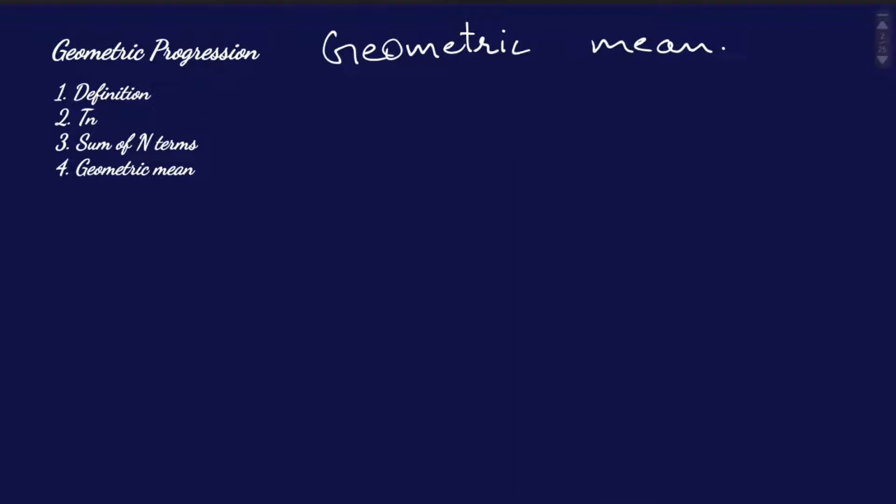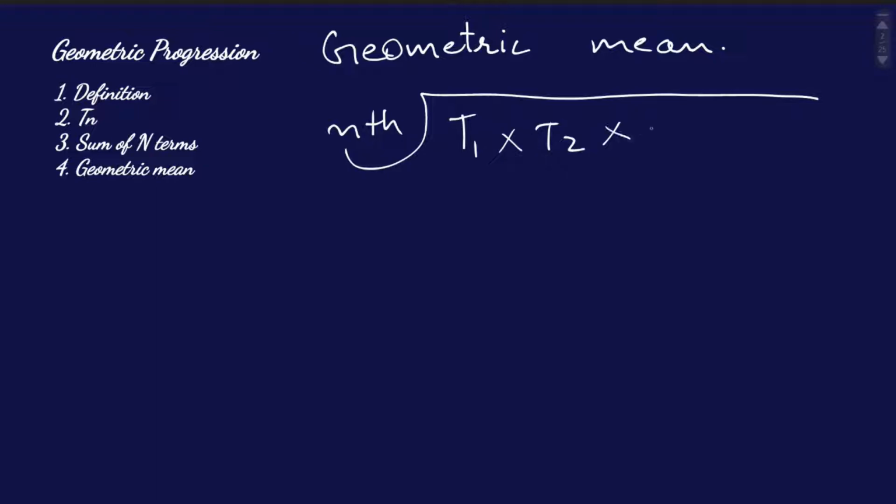Let's talk about what the geometric mean is. The geometric mean is the nth root of the product of the n terms of a series, t1 into t2 into t3, and it goes on till tn, that is the nth term of the series.